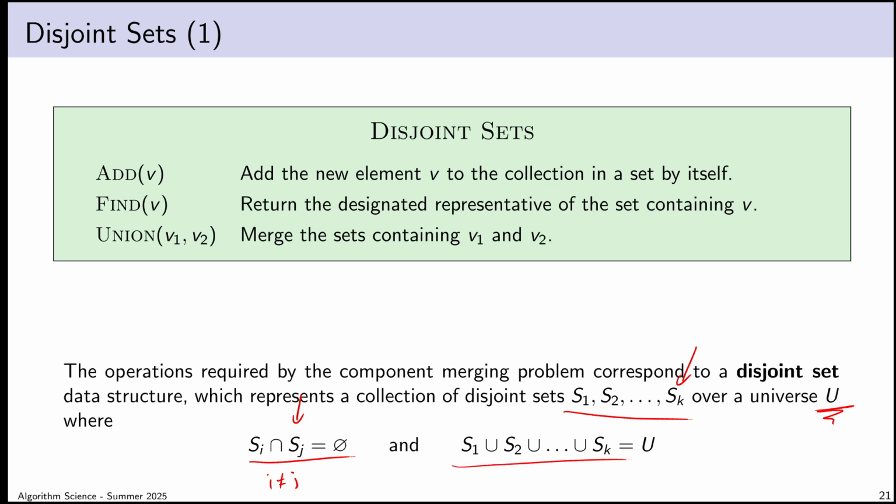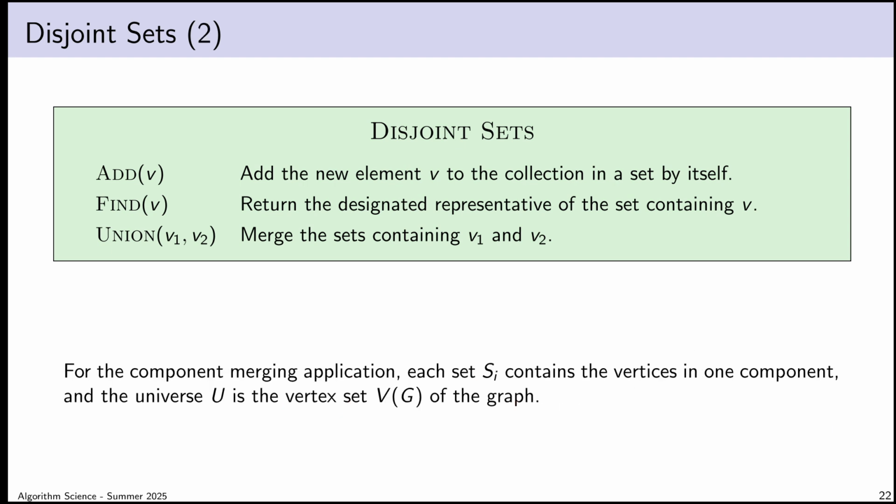And if I take the union of all of my sets, that equals my universe. In other words, every single element in my universe is in at least one of these sets. No element is in two or more of these sets, which means, of course, we can infer that every element is in exactly one of my various sets. So for the sake of talking about merging components, I would probably set each of my sets to contain the vertices in one component, and that means the universe U would be the entire vertex set V of the graph that I started with. But nothing about this data structure requires us to be working with graphs.